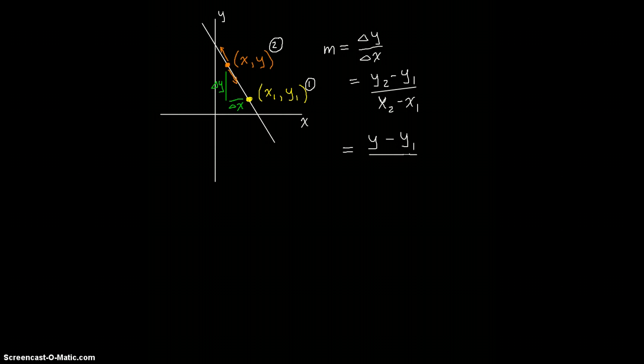And that's divided by x sub 2. On my second point, the value for x is just x. And the value in the first point was x1. So that's my slope for this particular line.